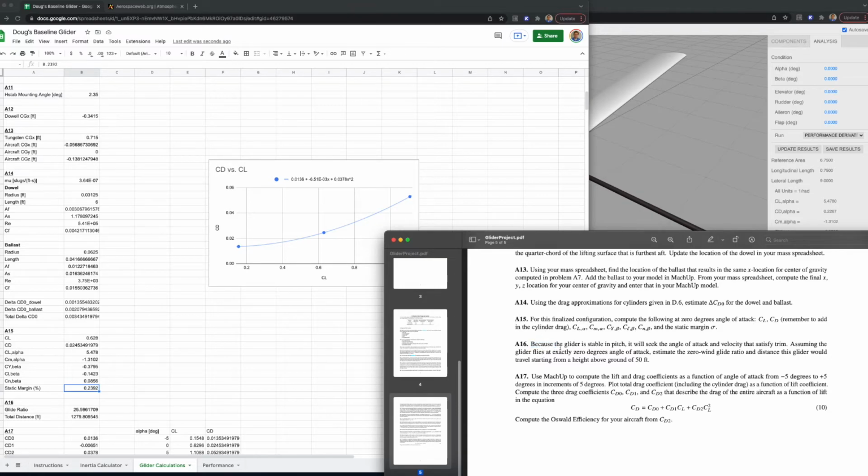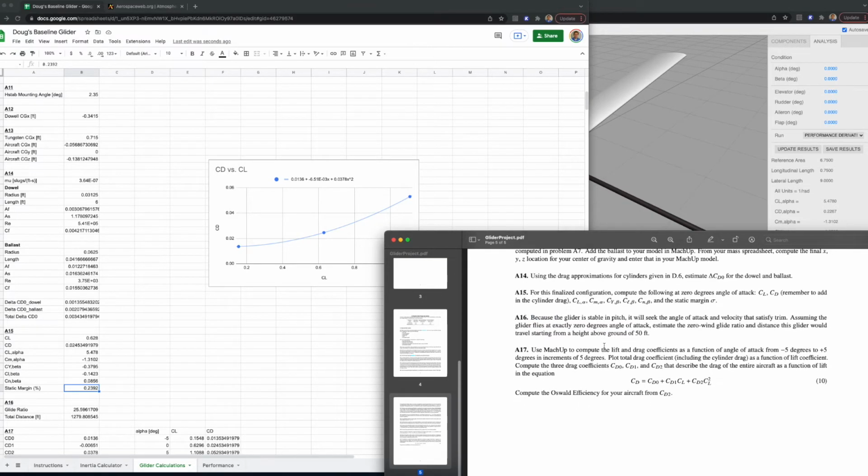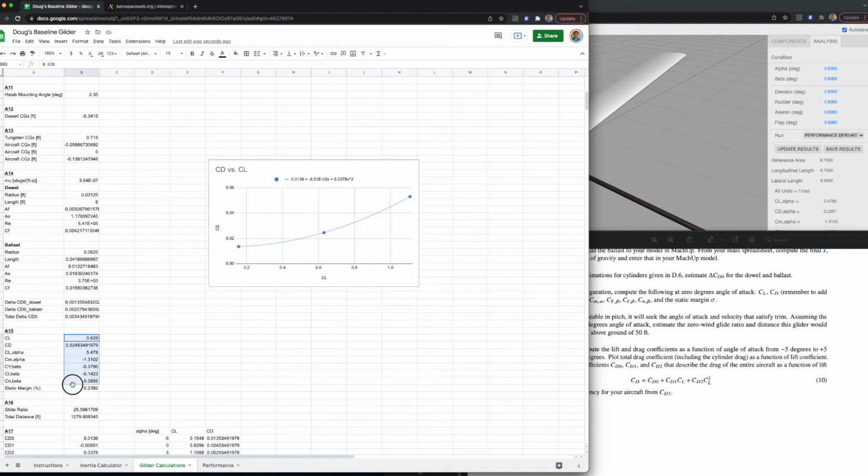So A16, because the glider is stable in pitch, it will seek the angle of attack and velocity that satisfy trim. Assuming the glider flies at exactly 0 degrees angle of attack, estimate the zero wind glide ratio and distance this glider would travel starting from a height above ground of 50 feet. Okay, so at 0 degrees angle of attack, we know all of this information about the aircraft.